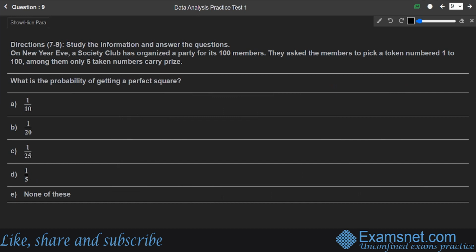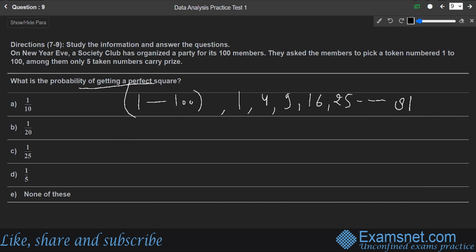Now, what is the probability of getting a perfect square? So obviously we need to count the perfect squares from 1 to 100. How many perfect squares are there? So let us count. It is 1, then 4, then 9, then 16, 25, and we can keep on counting. If we count till then, we get 81, and at last we get 100. So if we count these numbers, we have got 10 such perfect squares.